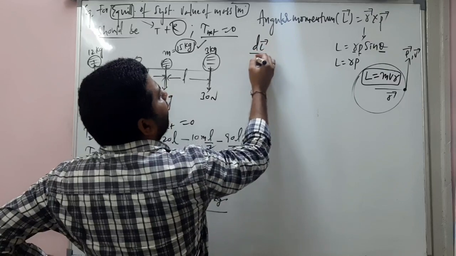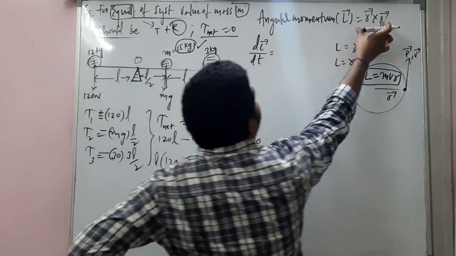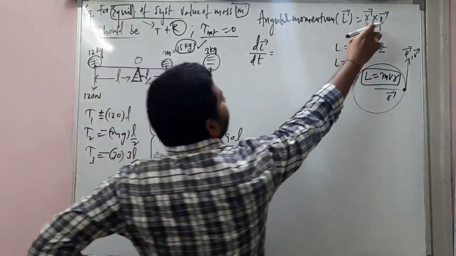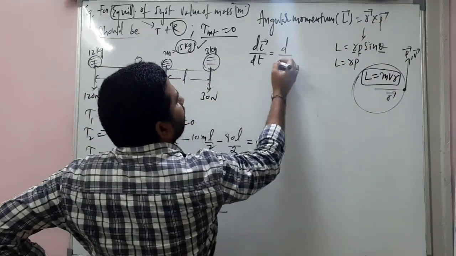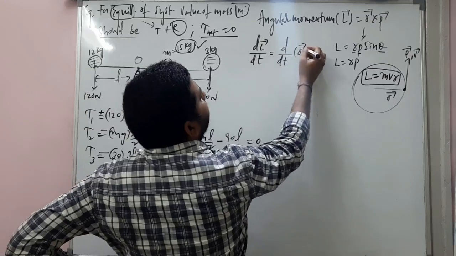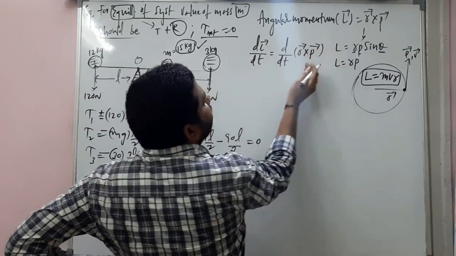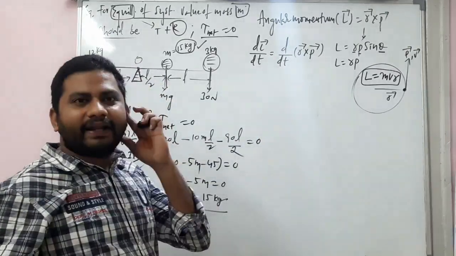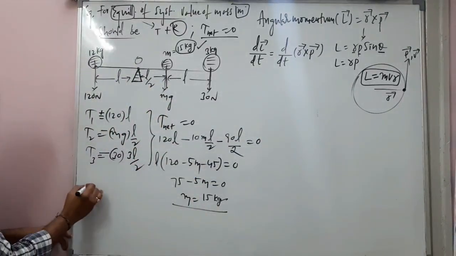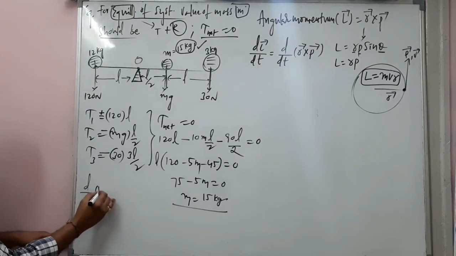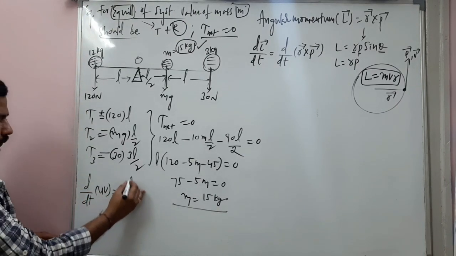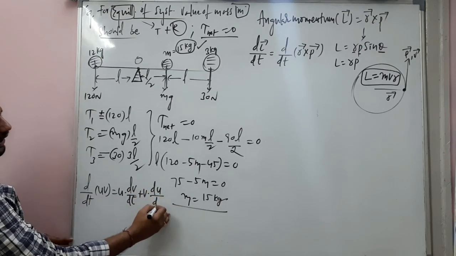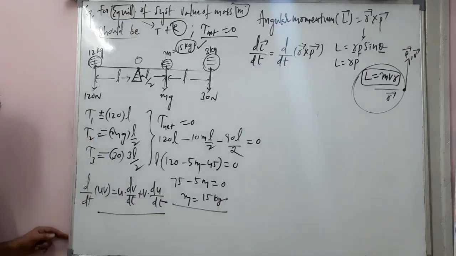dL bar by dt. Differentiation, I am writing this one. If we differentiate this, observe here: d by dt of r bar cross p bar. It is in the form of d by dt of uv. I'm writing here: d by dt of u into v is u into dv by dt plus v into du by dt. So I hope you remember this formula.